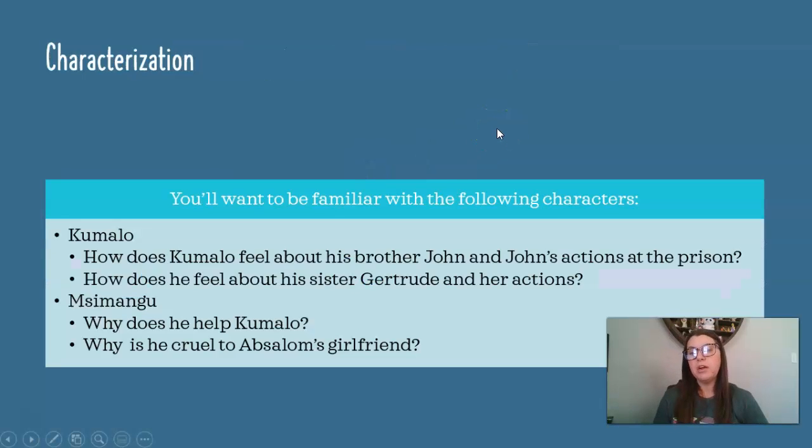You'll want to be familiar with the following characters. Of course, Khumalo. How does Khumalo feel about his brother, John, and John's actions at prison? And how does he feel about his sister, Gertrude, and her actions? And then Sumangu, how does he help Khumalo? And why is he cruel to Absalom's girlfriend? So you want to look at those questions, make sure you're familiar with those characters, and you can answer those questions before moving on to your 3.06 quiz.